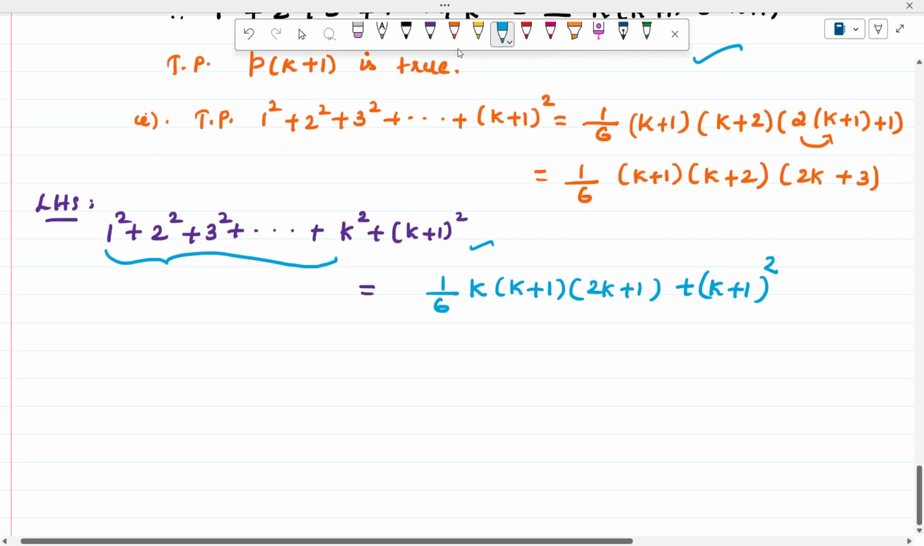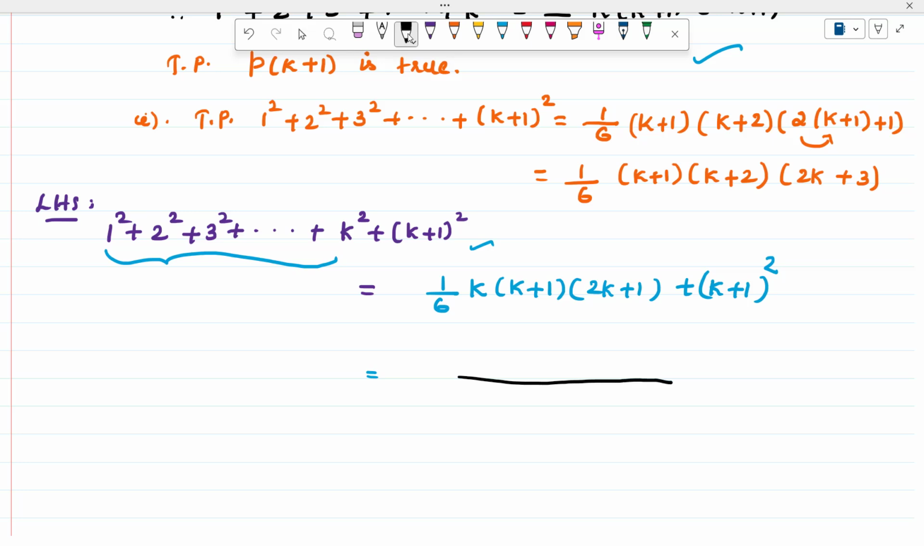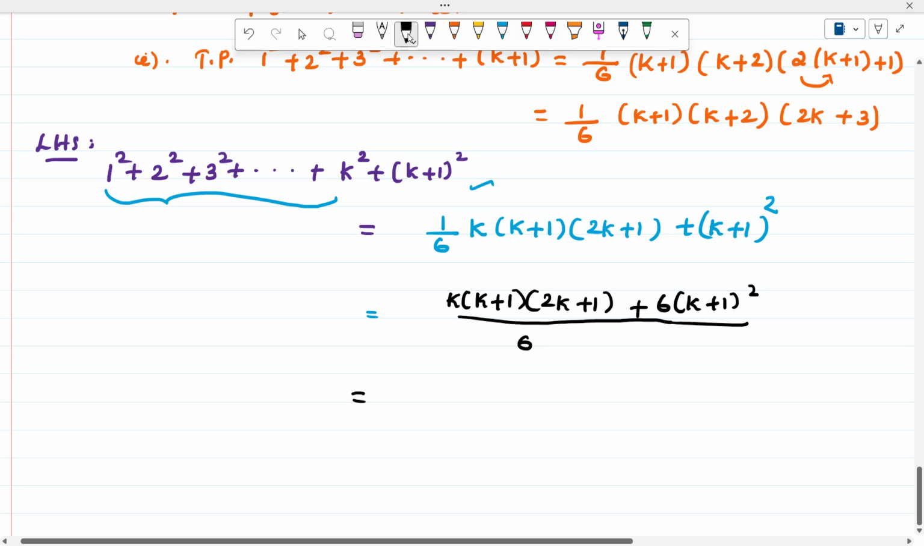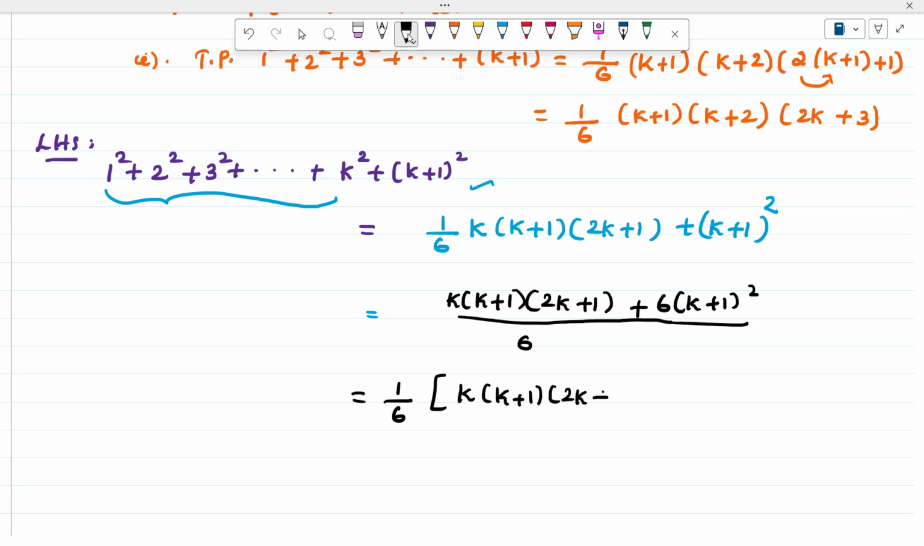So first we are taking the LCM. Here the LCM is 6. Therefore the term becomes k into k plus 1 into 2k plus 1, plus for the second term 6 into k plus 1 the whole square. Now we can write 1 by 6 as common, so we can take it outside. 1 by 6 into k into k plus 1 into 2k plus 1 plus 6 into k plus 1 the whole square.